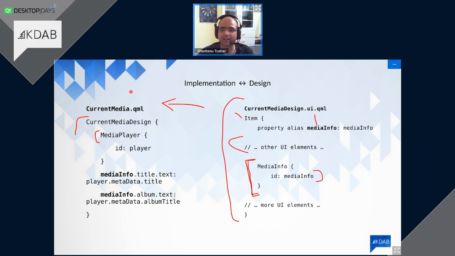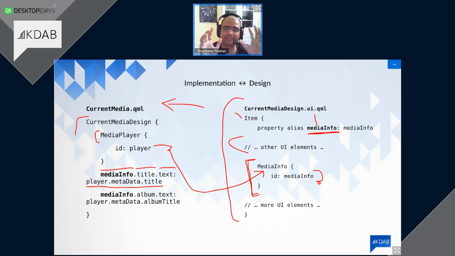You essentially throw a music file at it and it'll start playing it. So that's as simple as it gets, well, when it works. And then, using this media info thing that you have exported as an alias, you say media info, which references this guy, and title, which is a text field, and then you set its text property to player.metadata.title. So you get the metadata from this guy and essentially put it here. And there are a lot of arrows. So essentially, that's the general idea about using the designer.